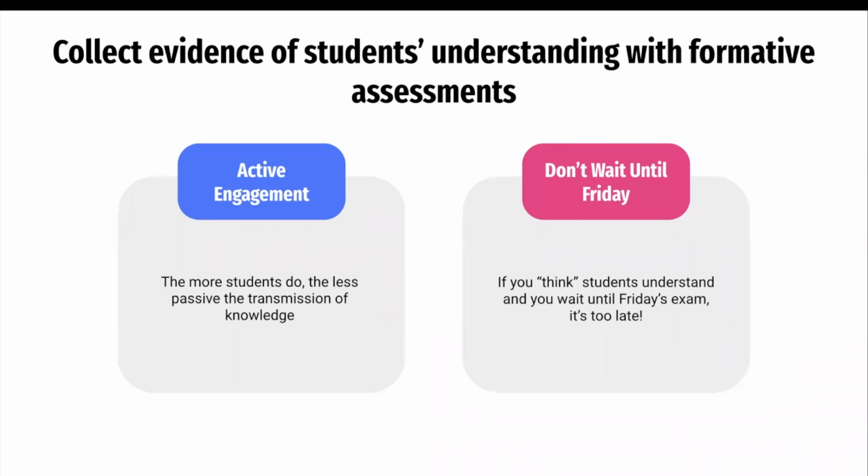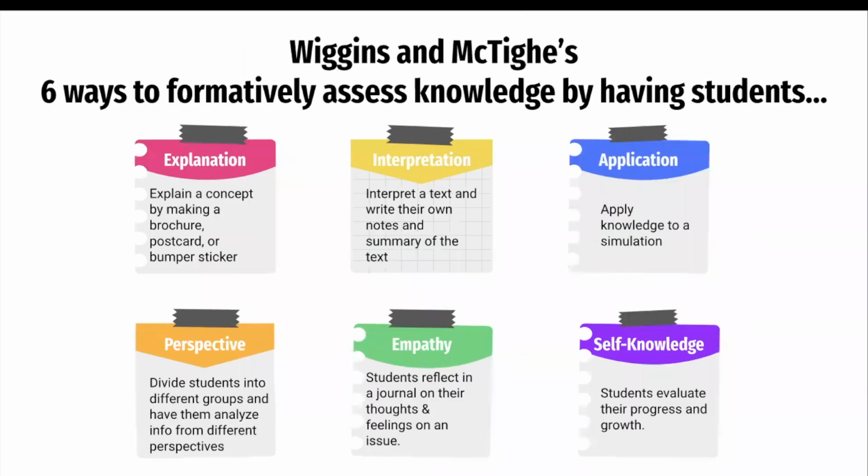And while the students are doing the work, we can walk around, we can listen, and we can observe. That's probably one of the best ways to formatively evaluate if students understand the objective. Wiggins and McTighe have 6 ways that we can formatively assess knowledge by having students do the following.